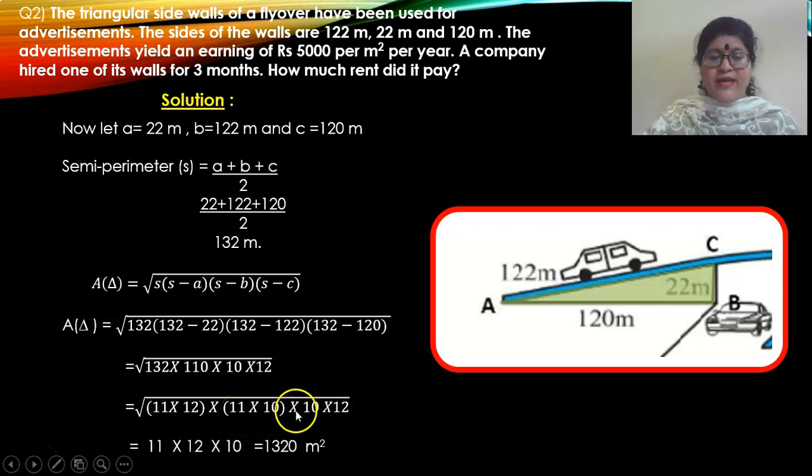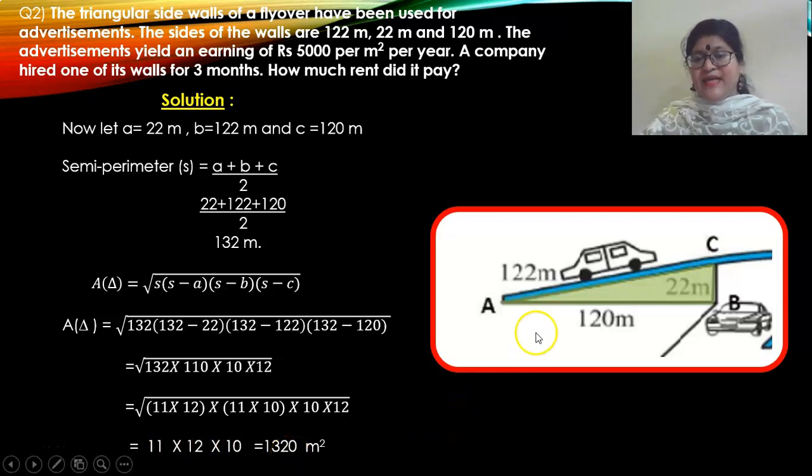Then root 10 into root 10 is 10. When you multiply these three numbers, you get the answer as 1320 meters square. That means the area of this triangle is 1320 meters square. So that much of space we are occupying, or the company is occupying for the advertisement.